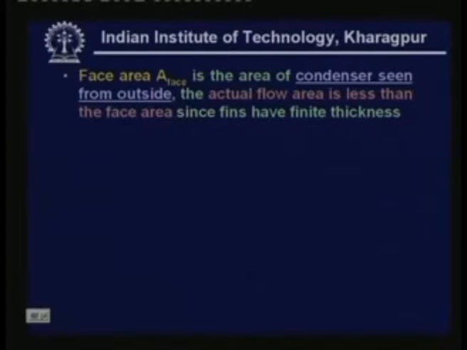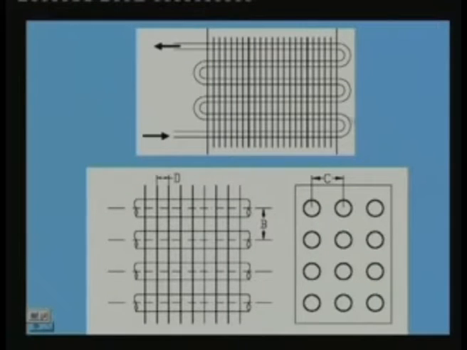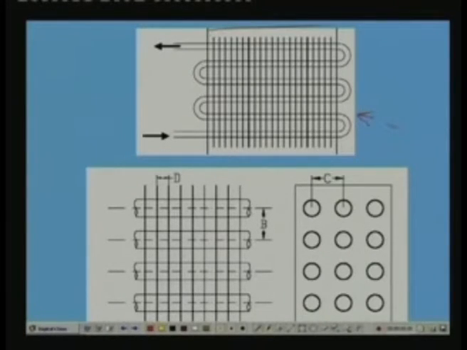Now, what is the face area? Face area is the area of condenser seen from outside. Okay, that means this is the plate fin type of condenser. So, this is how you see it from outside. Okay, so the face area is nothing but this area. Okay, if this is the width and this is the height, then face area is W into H.